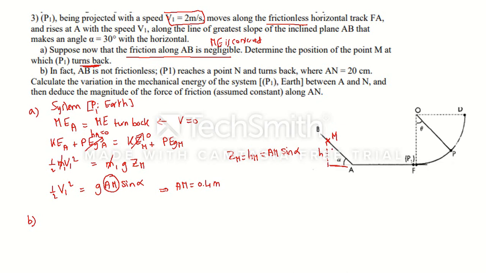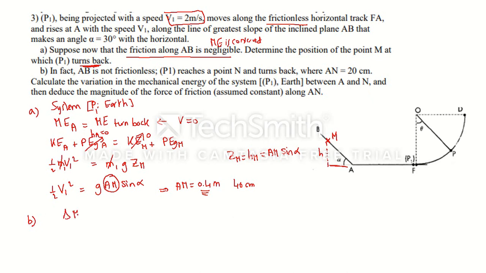Now part B. In fact AB is not frictionless, so P1 reaches a point N and turns back, where AN is equal to 20 centimeters. Here, if you notice, it's 0.4 meters, so it's 40 centimeters. When we have friction, the value is now less, so it's 20 centimeters. Calculate the variation in the mechanical energy of the system P1 and Earth between A and N.